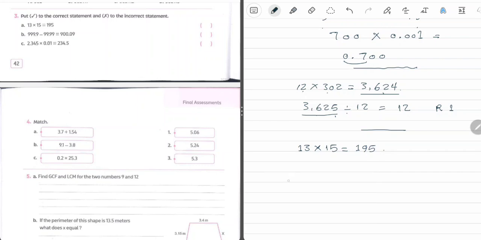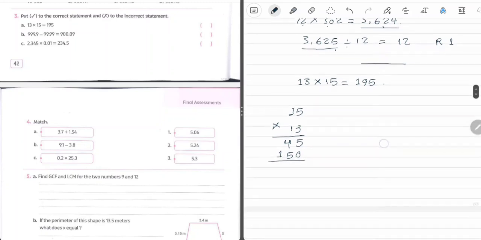So we will use the standard algorithm. So 15 multiplied by 13 equals. 3 times 5 is 15. 5 and carry 1. 3 times 1 is 3, and 1, it will be 4. It will be 0. 1 times 5 is 5. 1 times 1 is 1. 1 times 15 is 15. So add them up together. 5 plus 0 is 5. 4 plus 5 is 9 and 1. So the answer will be 195. It's okay. So it's true.